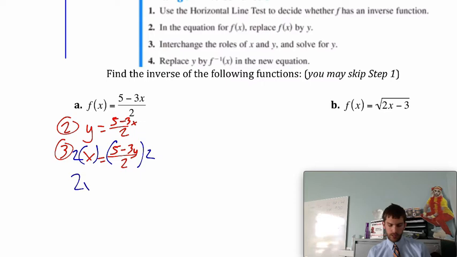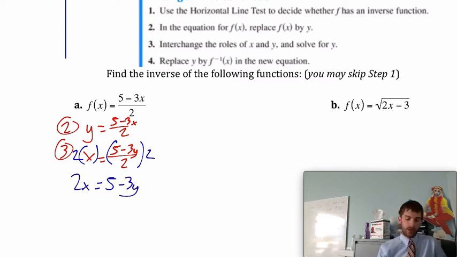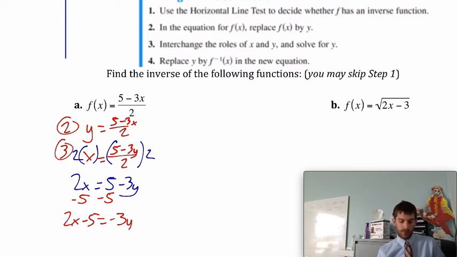And we got 2x equals 5 minus 3y. Keep solving for y. We're going to get rid of that 5, so we're going to subtract 5 from both sides. So we have 2x minus 5 equals -3y. Make sure that minus sign stays there. It's easy for that to accidentally disappear.